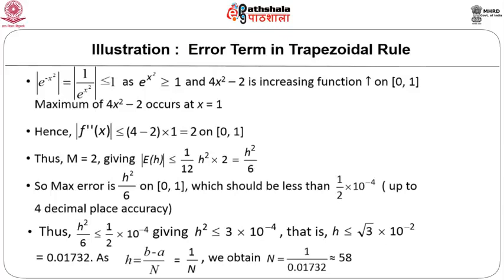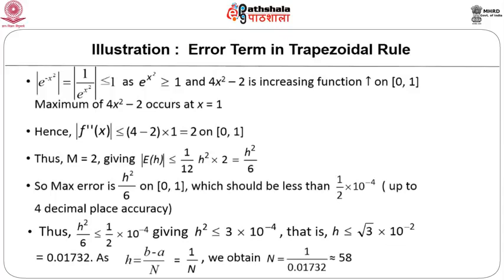And so, we are sure that the second derivative will not exceed 2 into 1, that is 2. So, we can say that if we are dividing the interval into n parts, so h is 1 by n, then the error is less than or equal to 1 by 12 h square into M, which is 2. So, it is h square by 6.